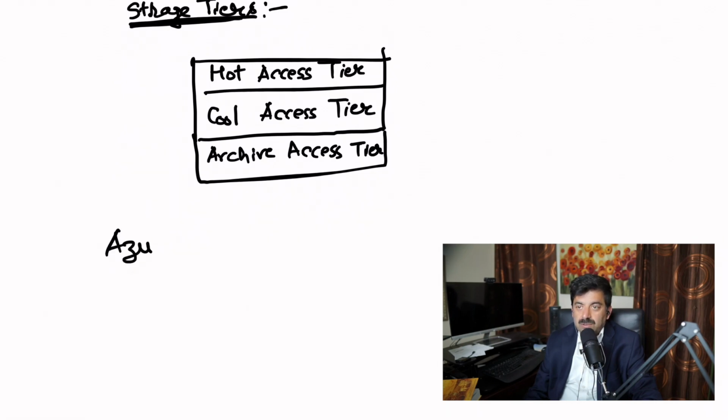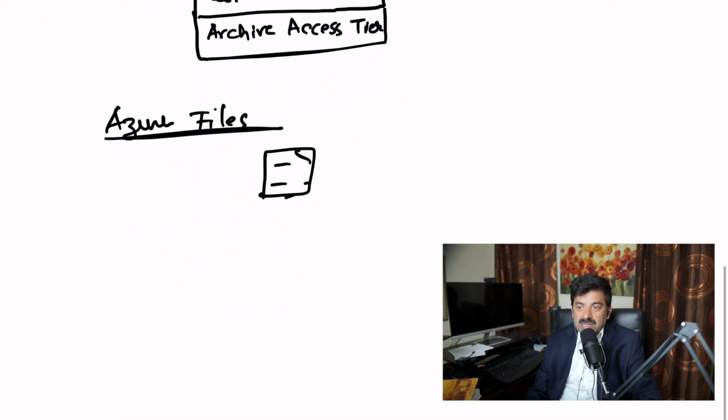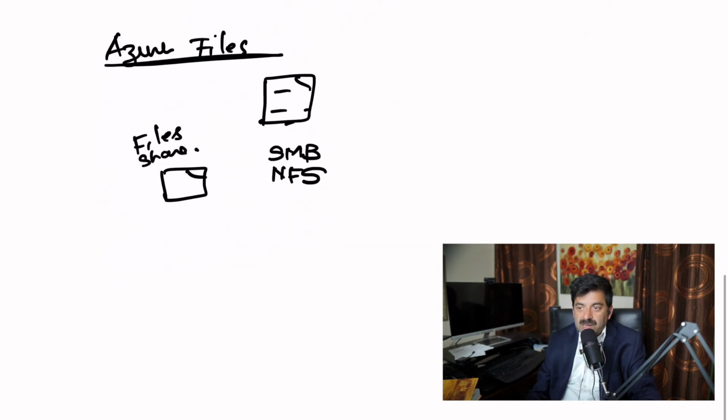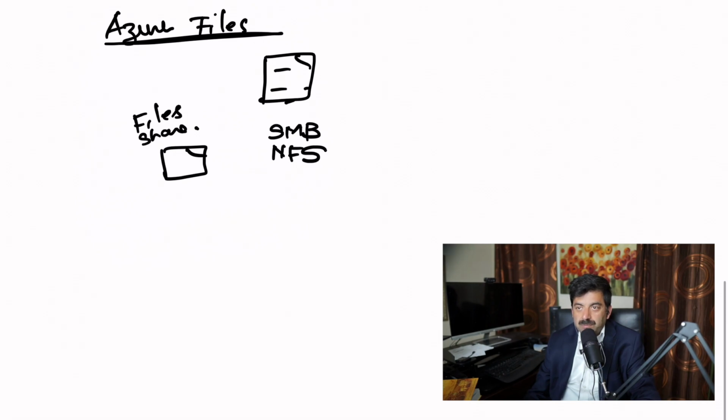So let's discuss now Azure Files. You can create Azure File shares, which are accessible to any applications. File shares are good when multiple applications need to access the same files. Azure Files supports SMB and NFS protocol. SMB protocol files are accessible to Windows, Mac, or Linux, whereas NFS files are available to Linux and Mac operating system.